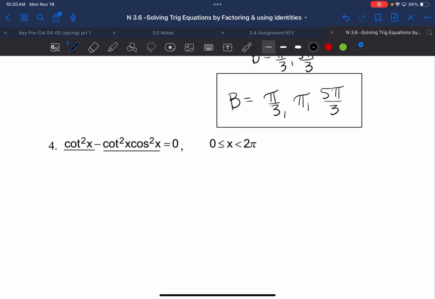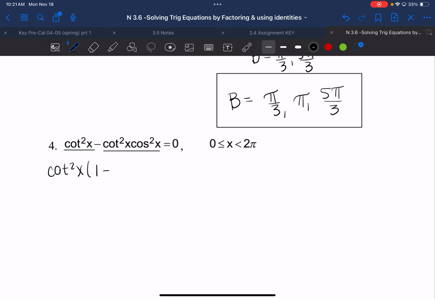So on number 2, what did we do? Right, we took out like a GCF. So what do you guys think we might could do on number 4? All right, so let's do that. Just a cotangent? Cotangent squared, okay. So if I take cotangent squared out of cotangent squared, what would be left?